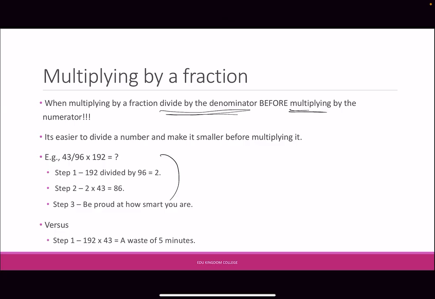If you see this question, we have 192. If you decide to divide it by 96 first, you get 2. If you decide to multiply it by 43, you get God knows what. Even I can't do that off the top of my head, and hence it's a waste of time. So we like to divide first if we can.